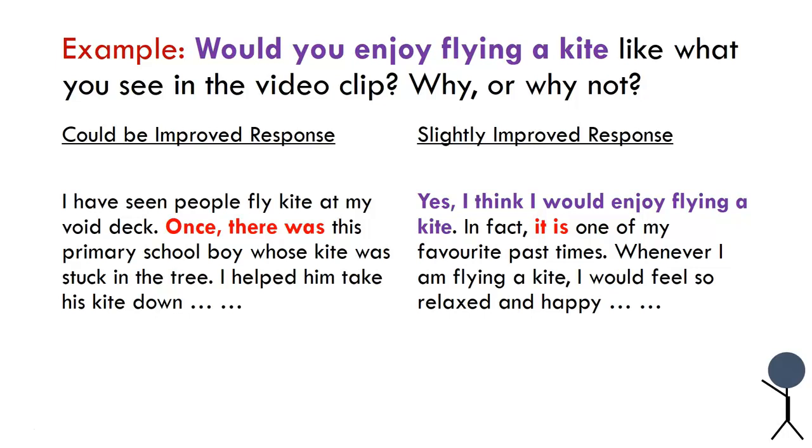But you notice that in the first response, the person says, once there was this primary school boy, going to tell us a long grandfather story, which is fine if it's relevant, but he's using a past tense. So that shows the examiners that this person didn't quite get the question in the first place. Whereas the second response, which is better, uses the present tense because the question is asking you about something in the present tense. Right?